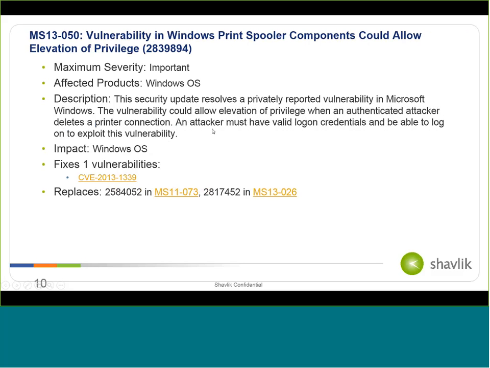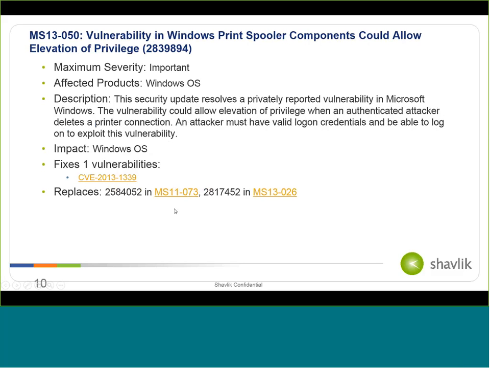The next patch here is MS13-050. It's a vulnerability in Windows Print Spooler, which could allow for an elevation of privilege. It's, again, only rated as an important, affects the Windows OS, and resolves another privately reported vulnerability in Microsoft Windows that could allow for an elevation of privileges. In this case, the user must have a valid logon credential and be able to log on to exploit the vulnerability, so the severity of this goes way down.